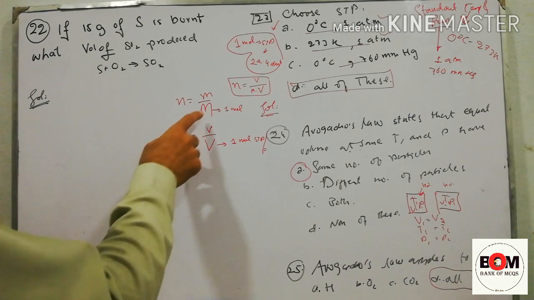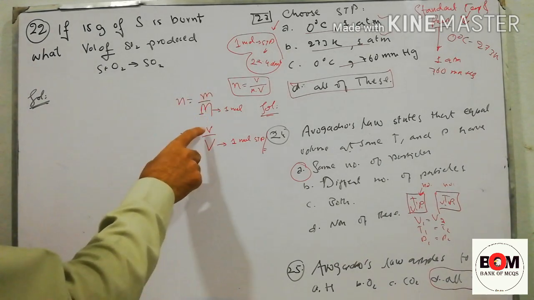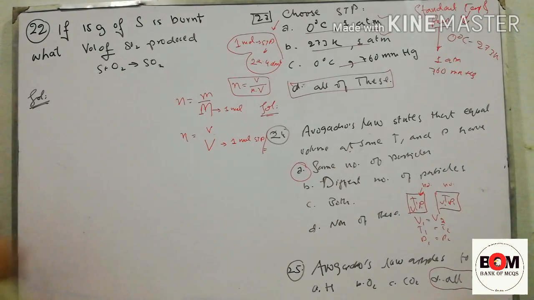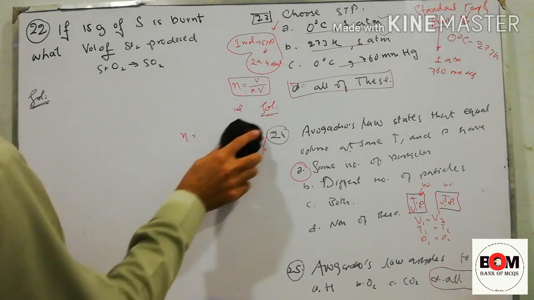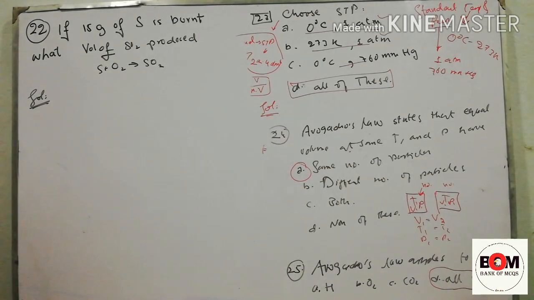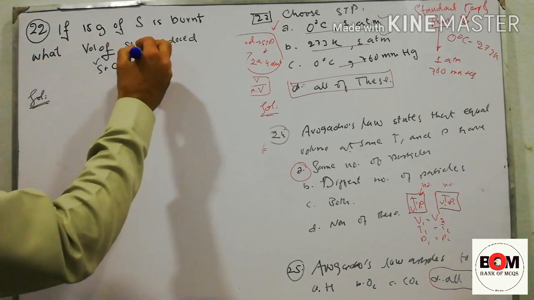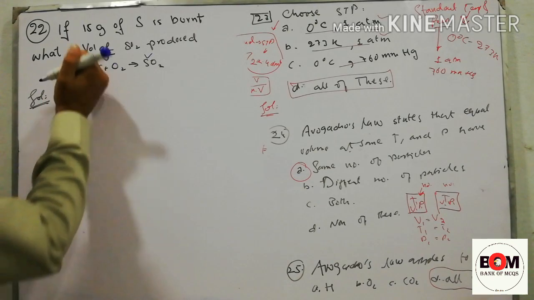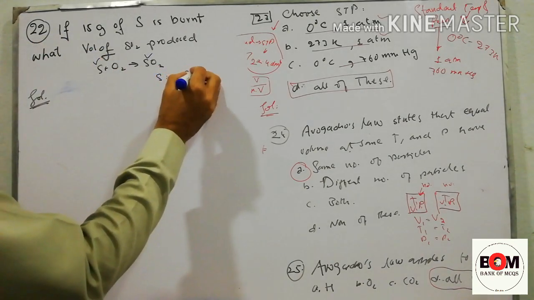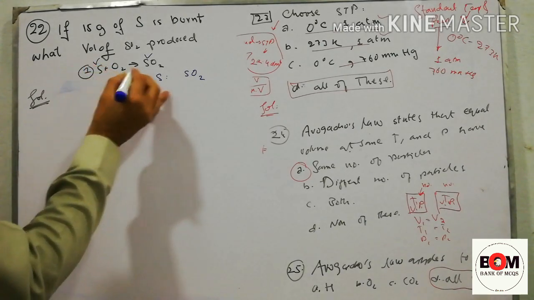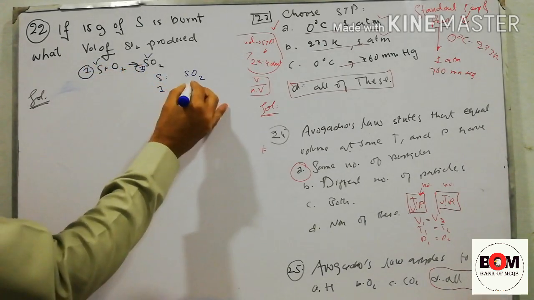So we can convert mass into number of moles by molar mass, and we can convert volume into number of moles by using the molar volume. So next, to solve MCQ number 22. MCQ number 22 is: if 15 gram of sulfur is burned, what volume of SO2 is produced? And they have given us the reaction as above. So they have given sulfur, so the first compound is sulfur, and then SO2, so you will select the sulfur to SO2 ratio. From the equation, 1 mole of sulfur forms 1 mole of SO2.